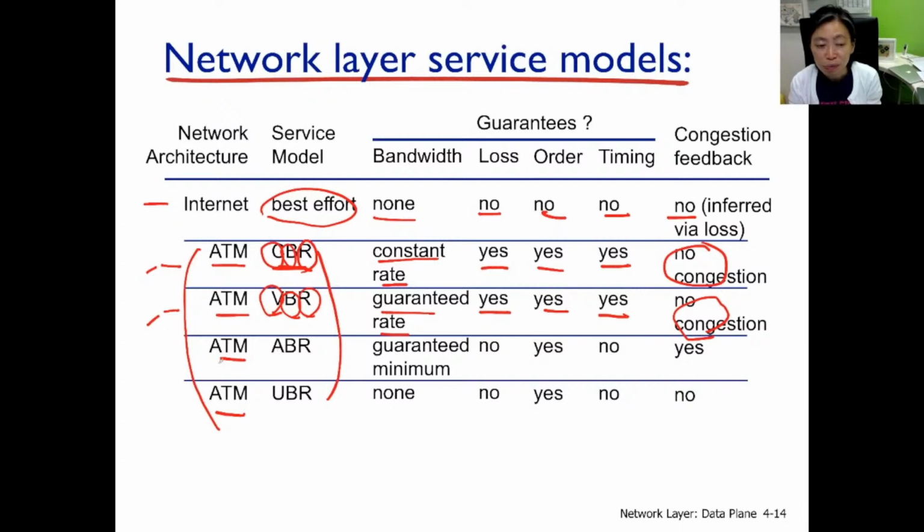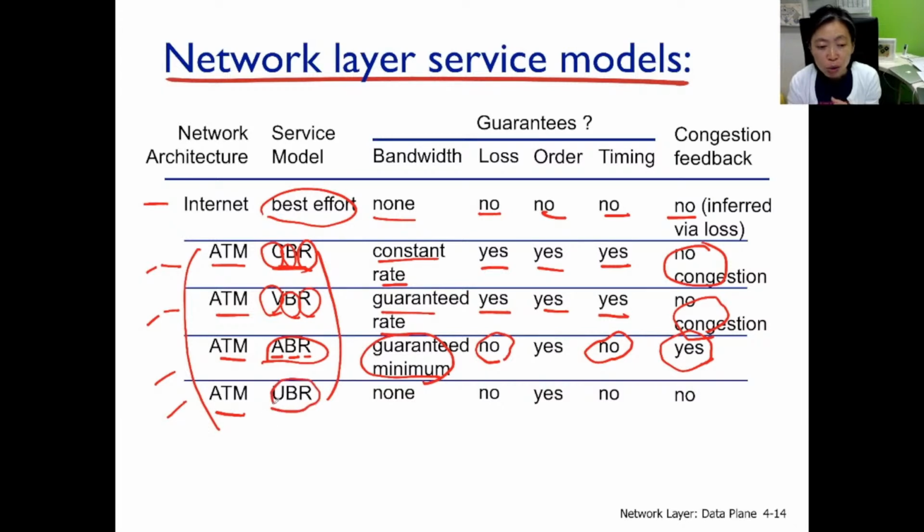Now these two, however. Available bit rate service only guarantees a minimum rate. Therefore, there could be losses and the timing cannot be guaranteed because there's a lower rate. Packets could arrive faster than they can go out, so they could get buffered, and they could get dropped at the buffer. But in ATM, even though there's no guarantee of bandwidth or delay, there will be an explicit congestion signal back to the data source.